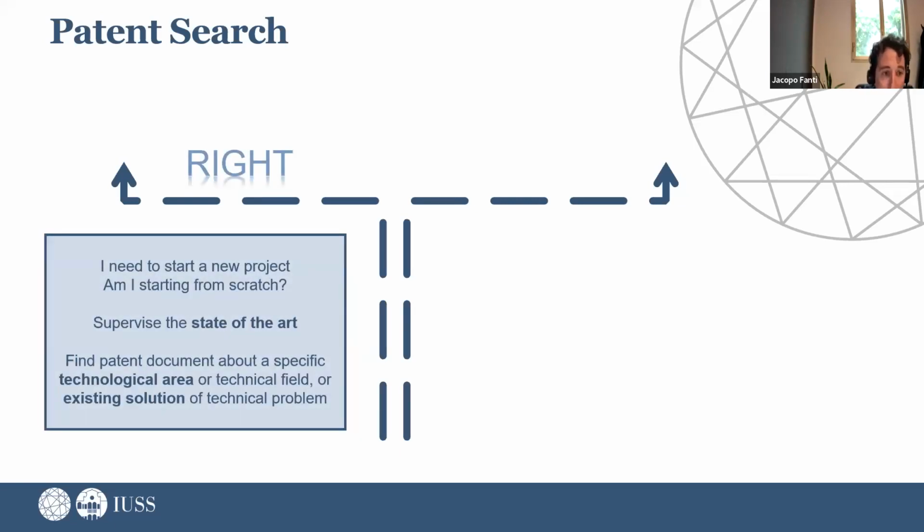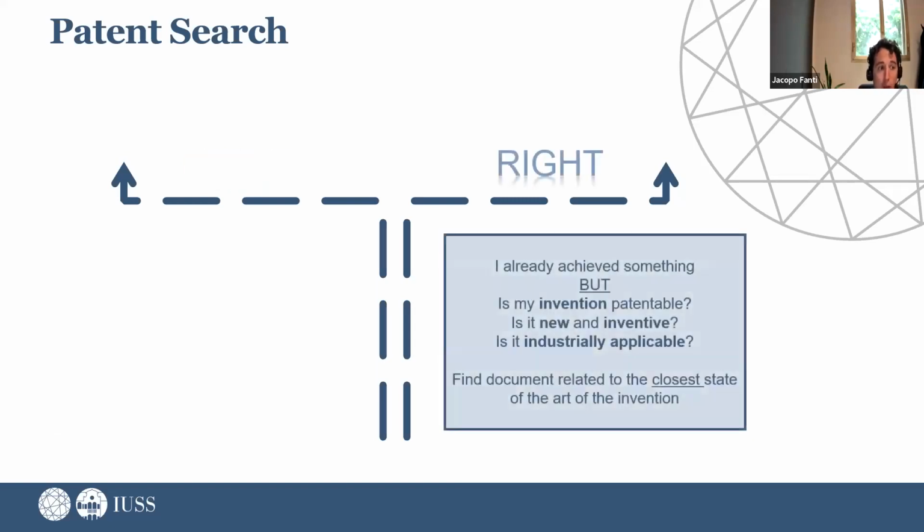And the importance of launching patent search is also before starting a new research project. Because if you are starting something from scratch, you need to survey the state of the art in order to find and be aware of what is already available there. But also, in case you achieve a result, you need to investigate the state of the art in order to understand whether your invention is patentable, whether it is new or inventive, and if it has an industrial application.